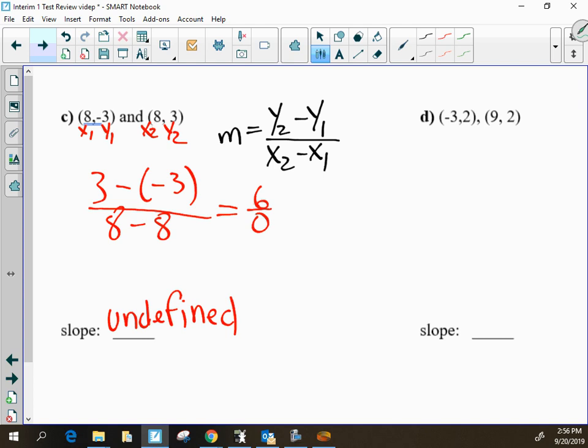For B, we do the same thing, x1, y1, x2, y2. So this time it's 2 minus 2 over 9 minus -3, which is 0 over 12. And 0 divided by 12 is 0. If I take 0 and I split it 12 different ways, it's still 0.